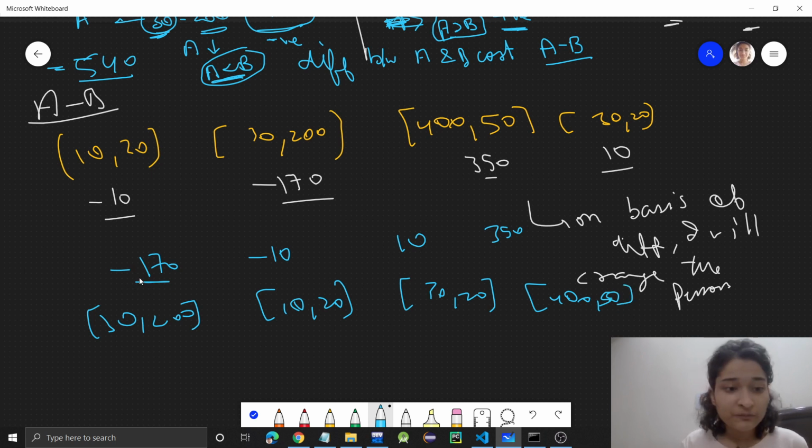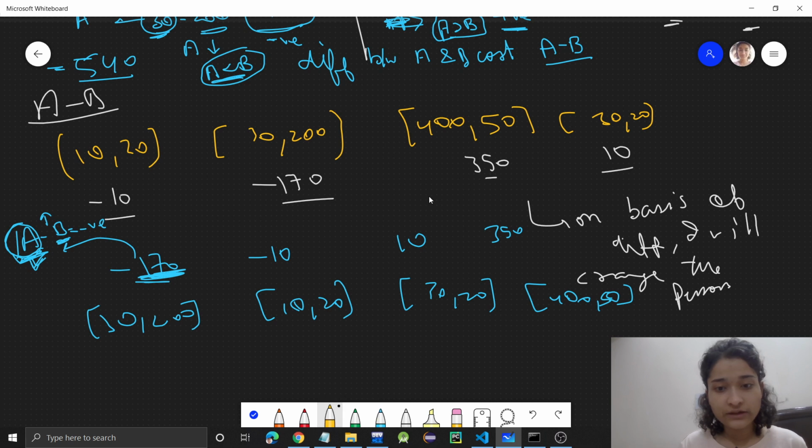So this very large negative value means that A minus B is very negative, because A value was less and B value was more. That's why it's more negative, right? Meaning it's beneficial to take A rather than B. So that's why we are arranging them in the negative value. So if it's negative, meaning A value is beneficial to take.